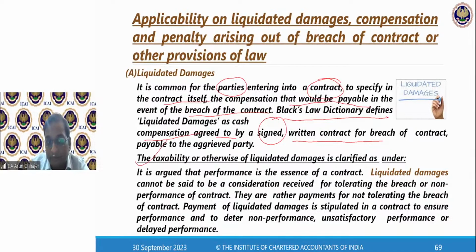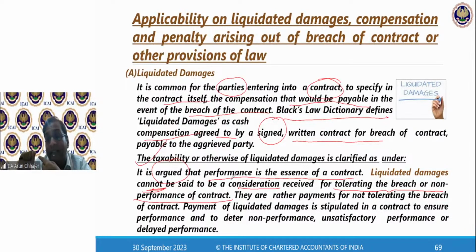On taxability, it is argued that performance is the essence of the contract. Liquidated damage cannot be said to be the consideration received for tolerating the breach or non-performance of the contract. So let's say Mr. A has received one contract from XYZ Limited for construction of a factory to complete it within a period of 3 months. Now, if the work is not completed within 3 months, then Mr. A is liable to pay rupees 1 lakh to XYZ Limited. Now, XYZ is receiving the money. Can we say that he is receiving it by virtue of the contract?